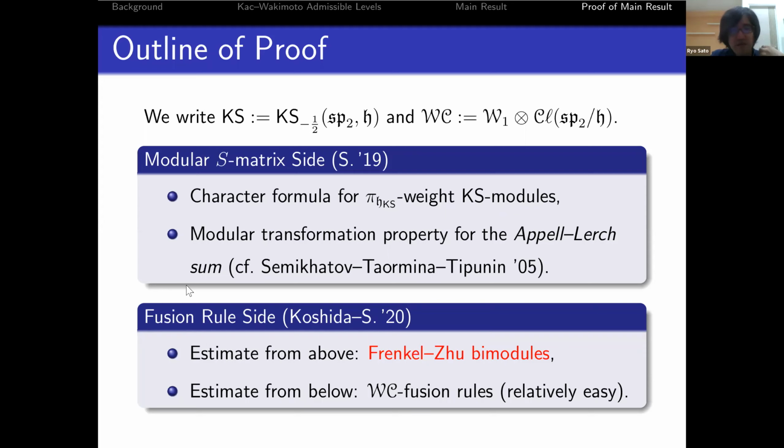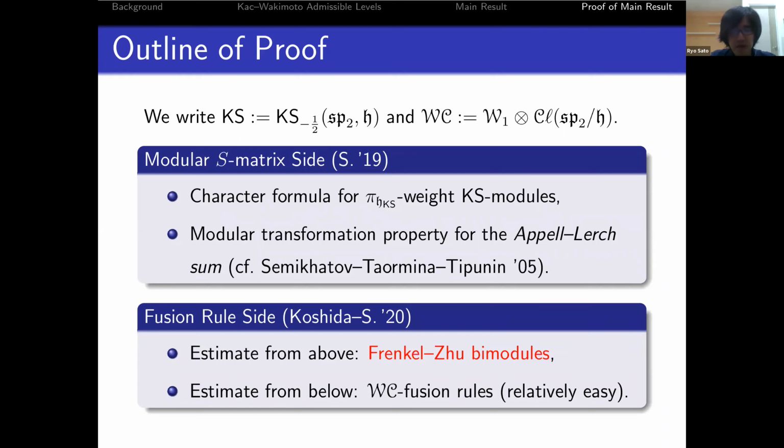Okay, and the fusion rule side. This is done by joint work with Shinji Koshida. We need two estimations. One is the estimation from above, for which we use the Frenkel-Zhu bimodule. By using the categorical equivalence between the affine side and the Kazama-Suzuki side, we can construct a BGG type resolution for the Kazama-Suzuki modules. Then we use such a resolution to compute the corresponding singular vectors and the maximal submodule structure. Then we can compute the corresponding Frenkel-Zhu bimodule, and we get the estimate of the fusion rule from above.